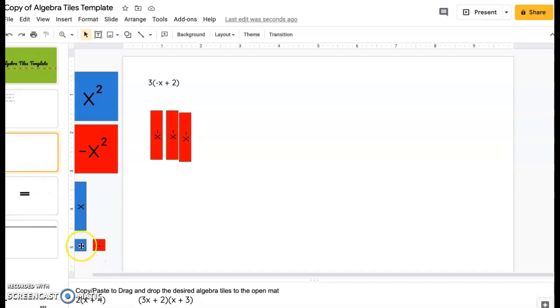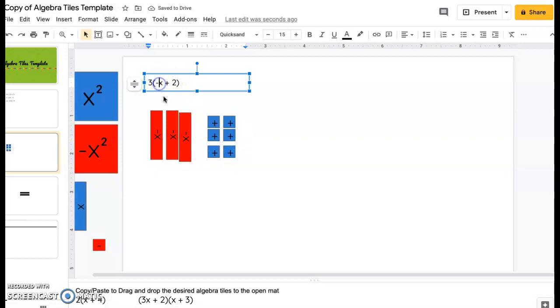All right, and then we need to make 3 groups of positive 2. Oh, I don't know what happened there. So there's one group of positive 2. We're going to copy that. 2 groups of positive 2. And 3 groups of positive 2. So that takes us to negative 3x plus 2, 4, 6.